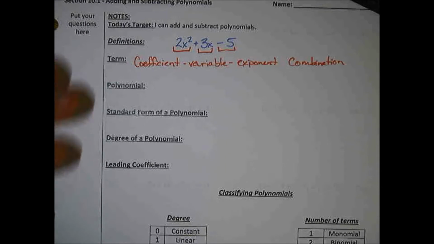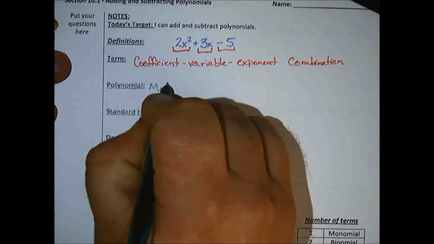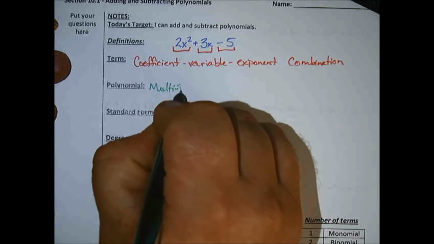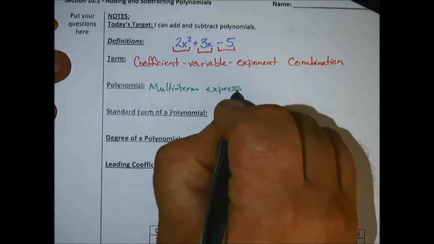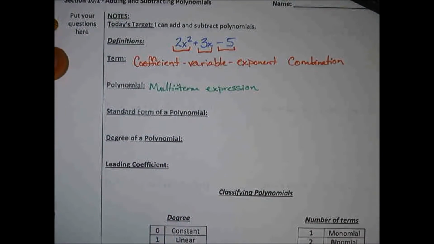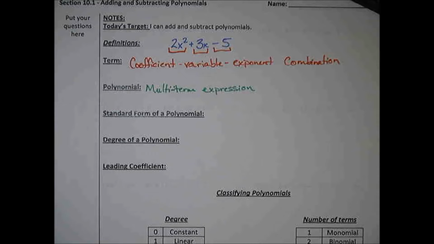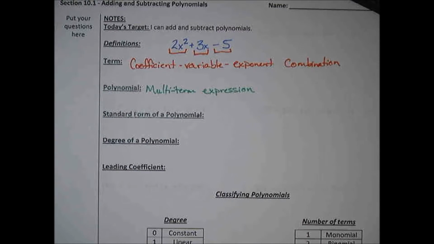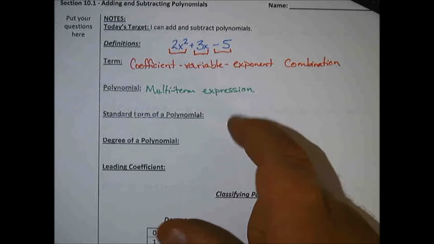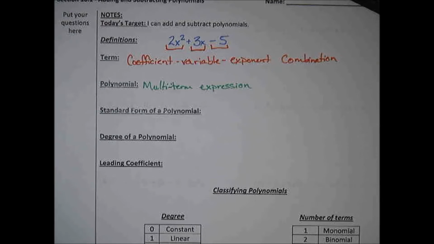So a polynomial itself is just a multi-term expression. The word polynomial can be split into two different words, poly, meaning many, and nomial just means terms. Okay, so it's something with many terms. This is a polynomial. There's 3 terms in it. There doesn't really have to be more than one term, but most of the ones that we're going to deal with do have more than one term.